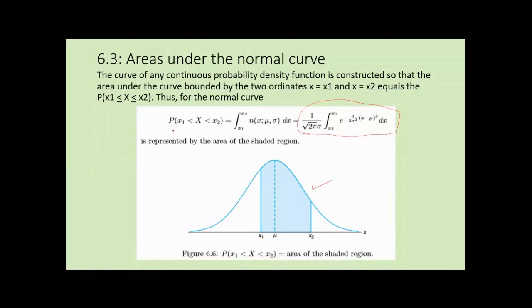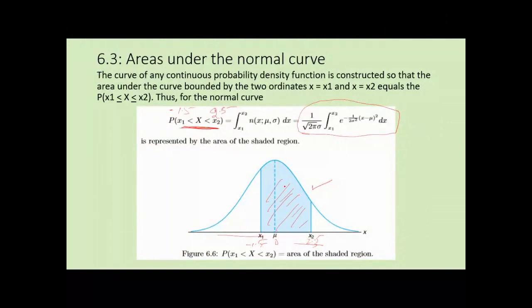So the probability of x1 less than the random variable less than x2, where the random variable falls between two values. Assume that this is negative 1.5 and this is positive 0.5. If mu is 0, let this be a negative value and this will be a positive value. Then here it is negative 1.5, and here it may be 2.5. You can take that. So the probability between 2 points is the area.